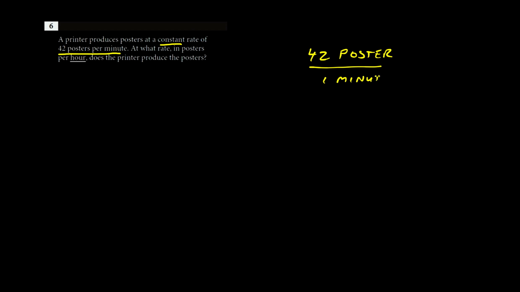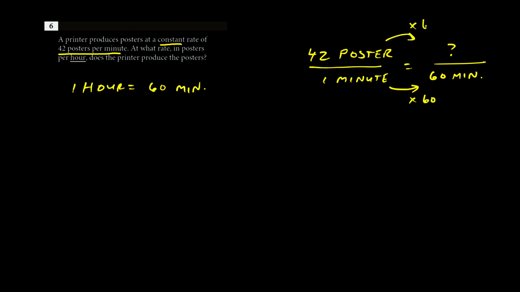And if this is constant, it's going to always be equal, however we increase this. It says at what rate in posters per hour does the printer produce the posters? So basically we just have to convert 1 hour, and just have to know that that's 60 minutes. So we can go ahead and set this equal to 60 minutes in the denominator, and we're solving for what's up here. So we can see for equal fractions, this was multiplied by 60. This would also be multiplied by 60. And if you go ahead and multiply 42 by 60, you're going to get 2,520 posters as your answer.